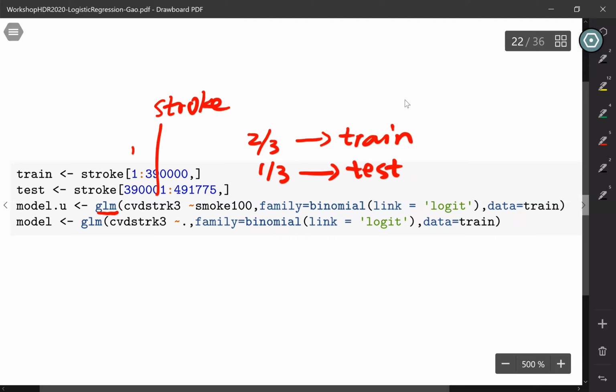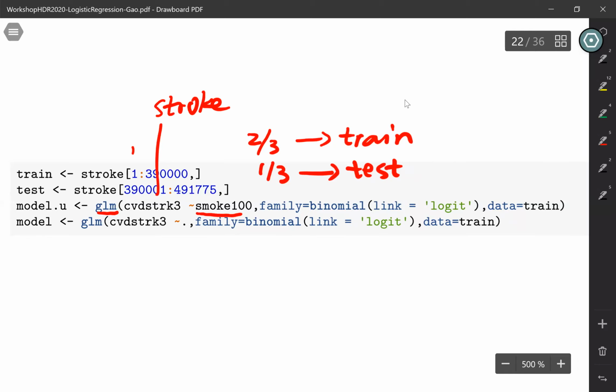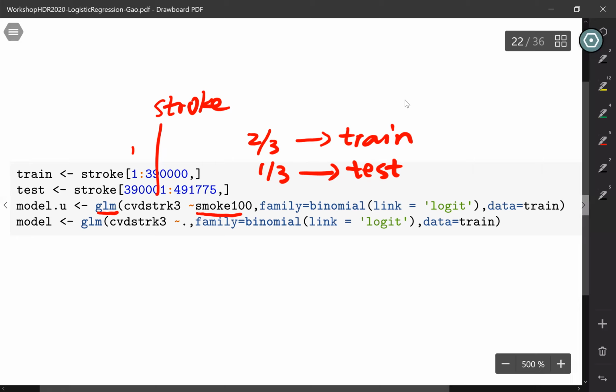So you see in this model, I just use 1 predictor, smoke 100. I didn't use all the other predictors I mentioned before. So this is the simplest logistic regression. And then the family, you see here, I say family this, right? This setting is just for a logistic regression. And then you have to specify the data, okay? Now to build the model, I'm going to use the training data, right? I just define the training data.